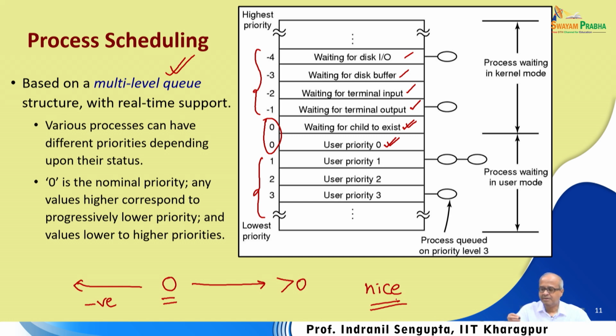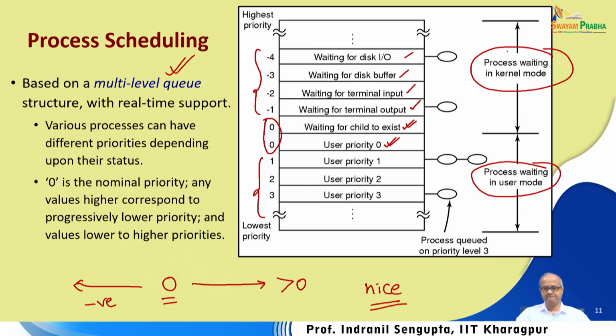Now, the difference between the negative and positive priority values is that the positive values are all for processes waiting in user mode, but the negative values are for processes waiting in kernel mode, waiting for the result of some IO operations. That is the main difference.